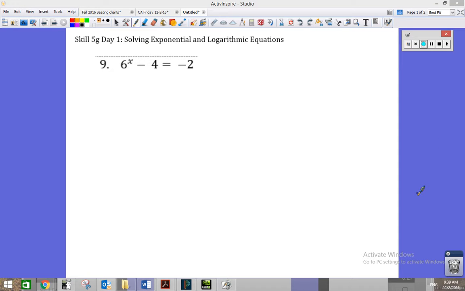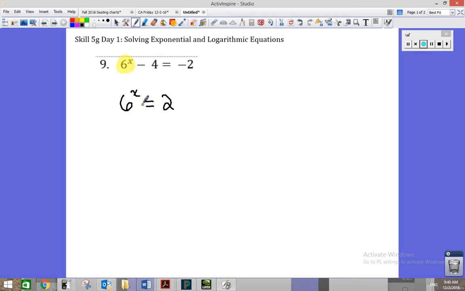We're taking a look at skill packet 5, which is exponential and logarithmic functions, and in skill 5G we're solving exponential and log equations. Here in number 9, we have an equation. On the left hand side we have two terms, on the right hand side just a single term, a constant. The first term on the left has the variable of interest, so I need to get that by itself first of all. So we'll add 4 to each side of the equation. By adding, 4 minus 2 is 2.